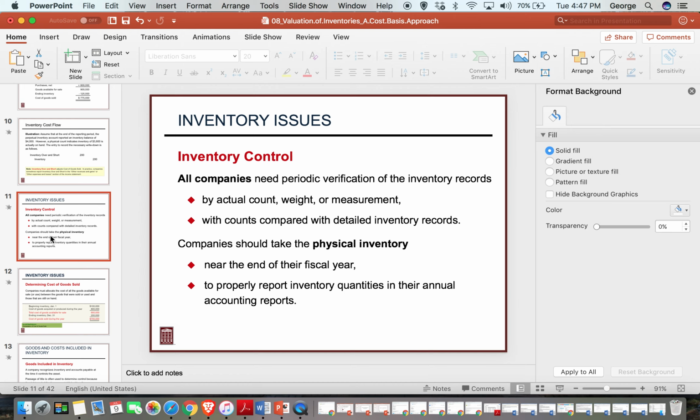Now, that's not really a requirement for companies to count their inventory, but it is a requirement for their auditors. If they have a publicly held company, they have a CPA firm, the auditors must count, not all the inventory, but a portion of that inventory. But in reality, companies also will count their own inventory, and they're going to compare it with what's in the records so that they have reasonable assurance that the records are accurate.